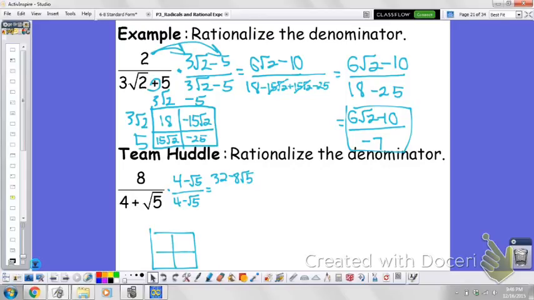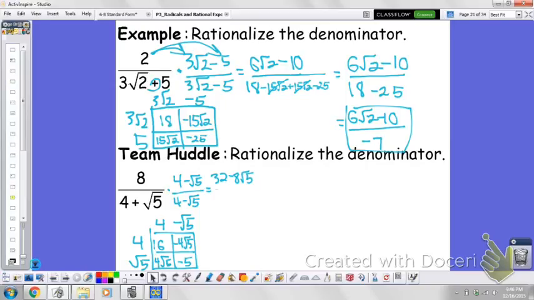with a 4 and a positive root 5 and a 4 and a negative root 5. Again, if you can just double distribute these, you don't have to do the box, but the box helps, use it. So that'll give me a 16, a negative 4 root 5, a positive 4 root 5, and a negative 5.